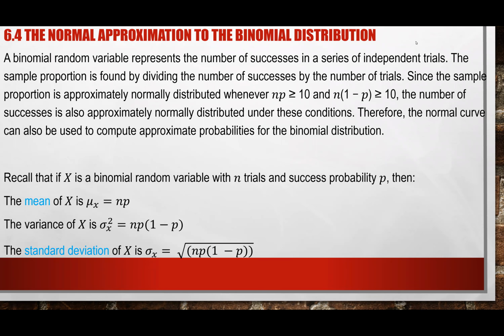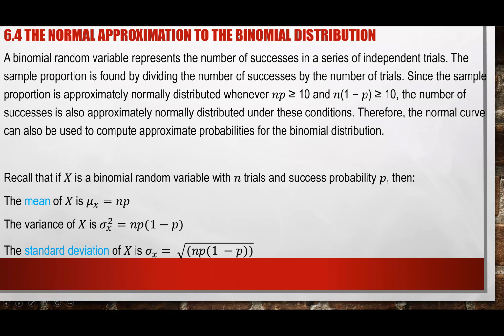And in order for us to use the normal to approximate the binomial, we need to fit these two criteria. The first is that n, the total number of trials, multiplied by p, the probability of success, has to be bigger than or equal to 10. And n multiplied by 1 minus p, the probability of failure, has to be greater than or equal to 10. If those two conditions are met, we can use the normal to approximate the binomial.